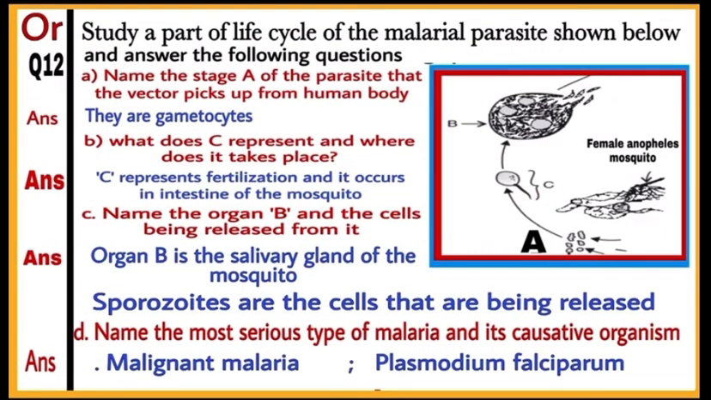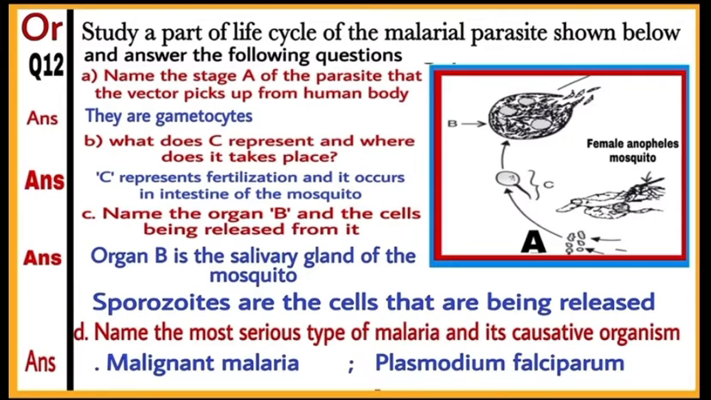There is a choice in question number 12. Study a part of life cycle of the malarial parasite shown below and answer the following questions. A. Name the stage A of the parasite that the vector picks up from human body. Vector female Anopheles mosquito picks gametocytes from the human blood. B. What does C represent and where does it take place? C stage fertilization stage को represent कर रही है जो मॉस्किटो की इंटेस्टाइन में कंप्लीट होती है.